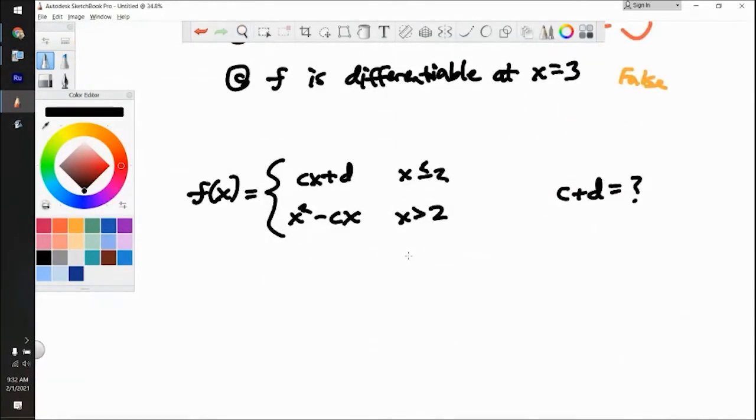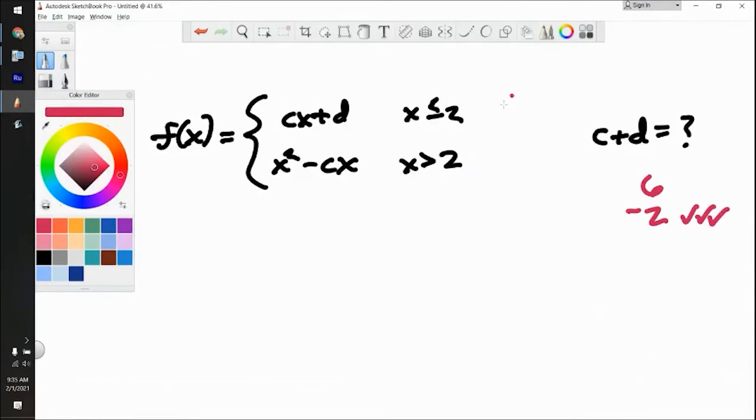Top derivative, someone said C. Here, we'll just write f prime is C, the bottom one was 2x minus C. Okay, but I said it's differentiable at 2, so what you can do is plug a 2 in for this x. So you're going to be left with C is equal to 2 times 2 minus C. Does that help you find C?